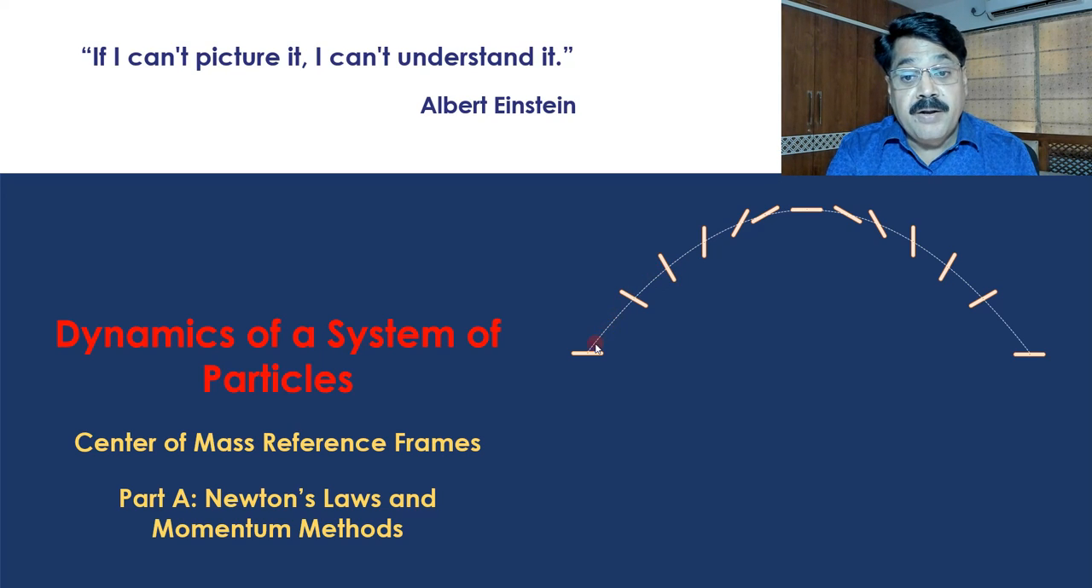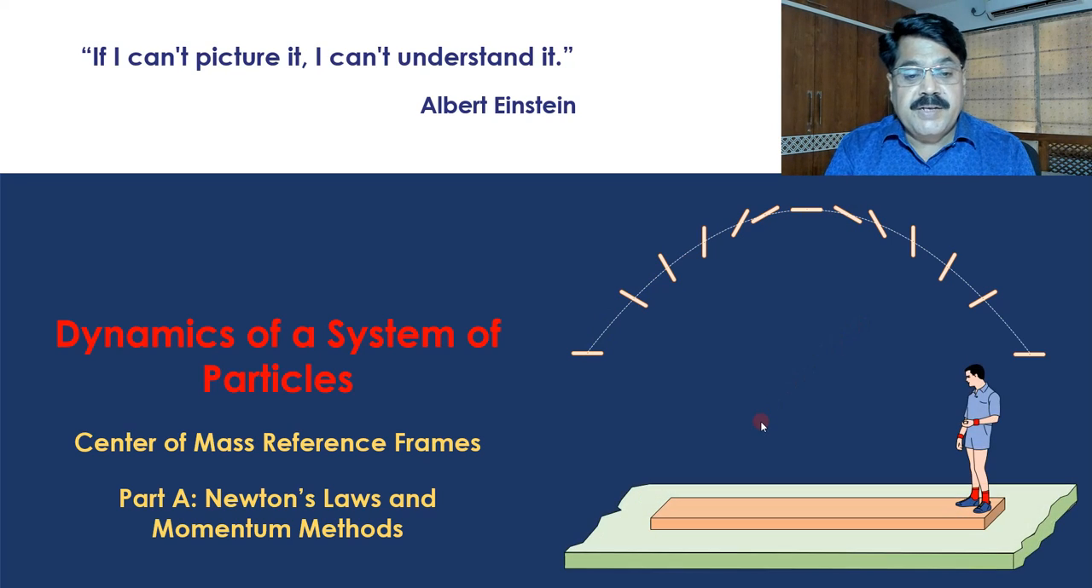But the central particle, you can see, is moving on a parabolic path as if this rod were a particle of mass m concentrated at the mass center. So in this case, the motion of the mass center is parabolic, and this motion we can predict with the help of Newton's laws.